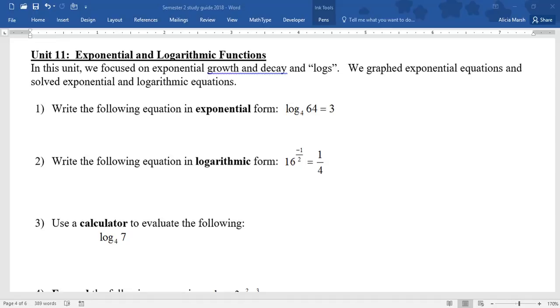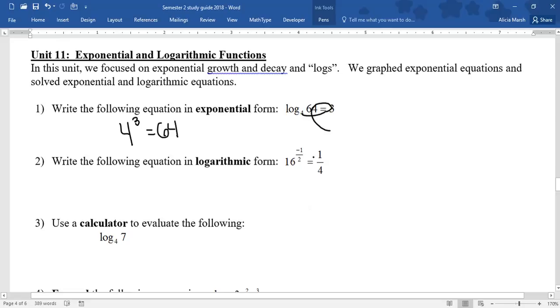So, very first thing you're going to want to be able to do, I'm going to get my pen working. I'm going to write in exponential form. So remember, that was converting. So I'm going to go 4 cubed equals 64. So it starts at the 4, goes to the 3, and then finishes with the 64. Makes an E for exponential.